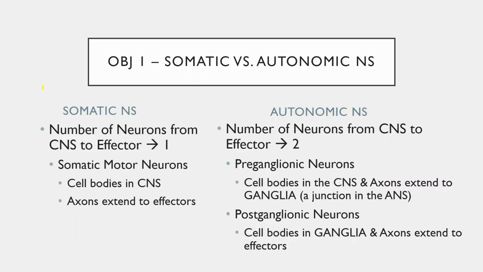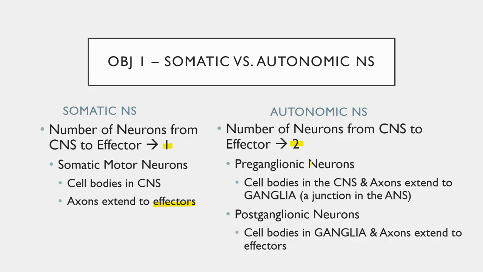Now, something that we haven't come across at all, this is going to be new, but the number of neurons from the central nervous system to the effector. In the somatic nervous system, there's just one. It has a really long axon. The cell body is going to be in the central nervous system, and then the axon is going to extend all the way to that effector, which, if you remember, is a skeletal muscle. So we have one cell body in the central nervous system, usually the spinal cord a lot of times, or it could be the brain. And then that axon is going to extend all the way to that skeletal muscle.